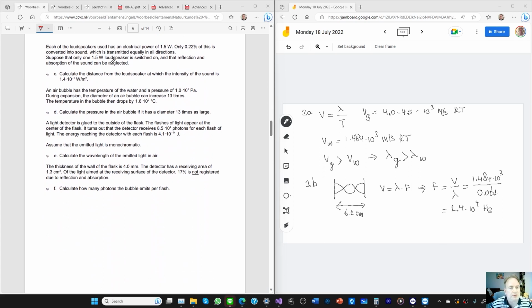Each of the loudspeakers used has an electrical power of 1.5 watts, but only 2.2% of this is converted into sound, which is transmitted equally in all directions. Suppose that you only have 1.5 watt loudspeakers. Only one loudspeaker is switched on, and that reflection and absorption of the sound can be neglected. Calculate the distance from the loudspeaker at which the intensity of the sound is 1.4 times 10 to the power minus 1 watt per square meter.